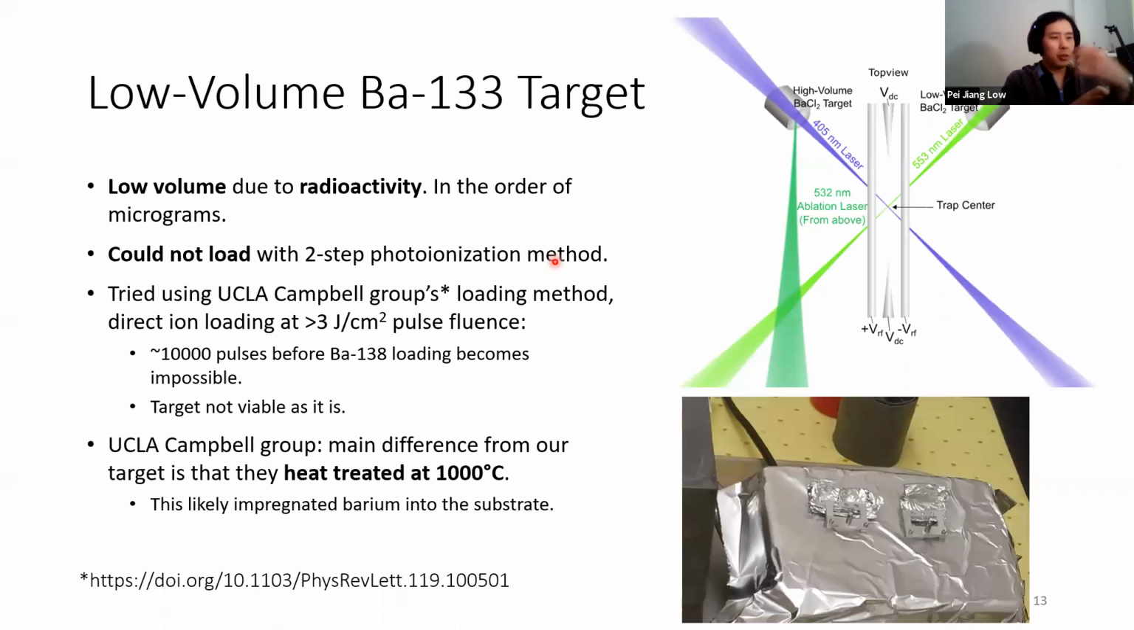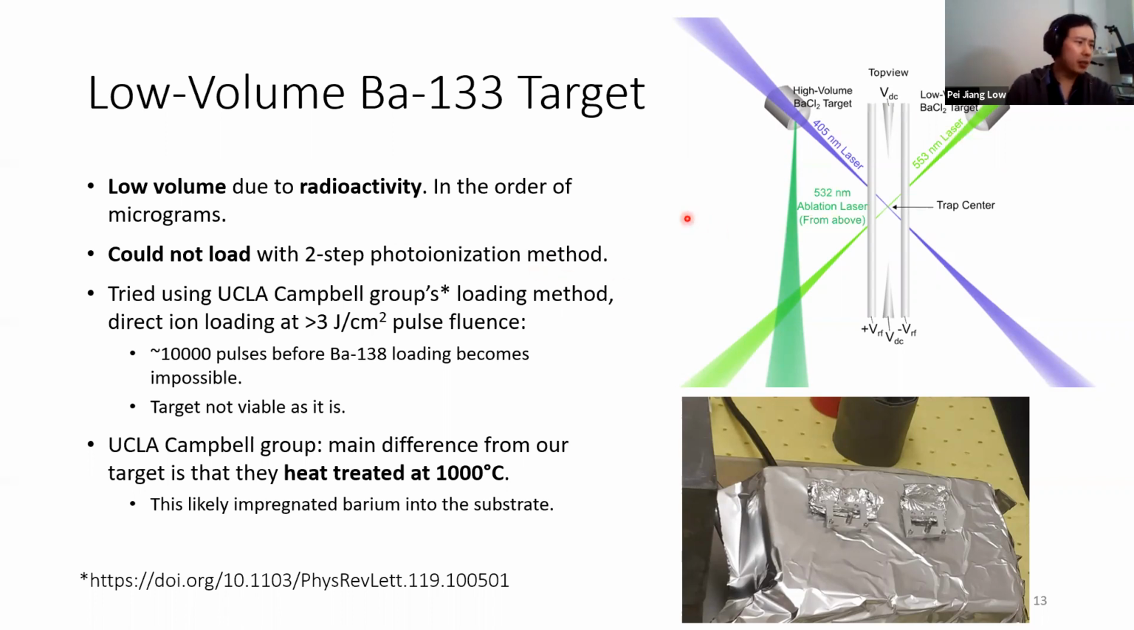Now we'll be moving on to the low volume target, which is this one over here. This one is the one that we want to use for trapping barium 133. And it is low volume, which is in the order of micrograms, because barium 133 is radioactive. So if you don't want to get cancer, you cannot put too much onto it. So it has to be low volume for safety reasons.